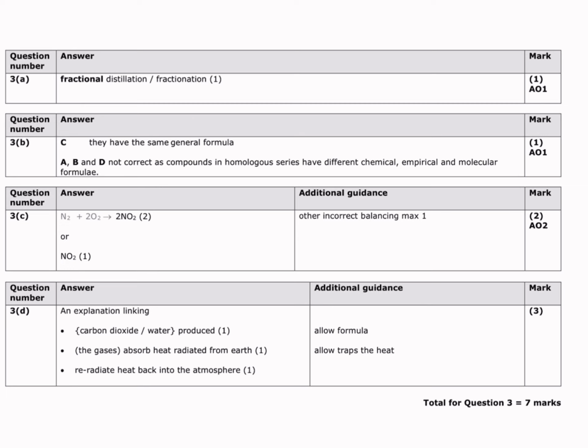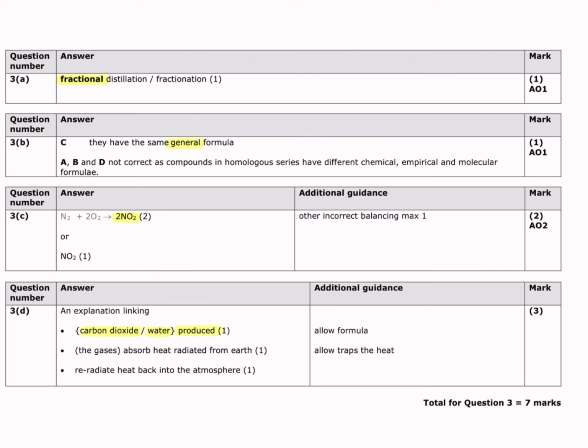So hopefully you managed to have a good go at this question, and now we've got the mark scheme that we're just going to go through. 3A was fractional distillation. 3B was that they have the same general formula. 3C was C. 3D needed 2 NO2. If you didn't have the 2 in front of it, you would have just got 1 mark because it wasn't quite balanced.